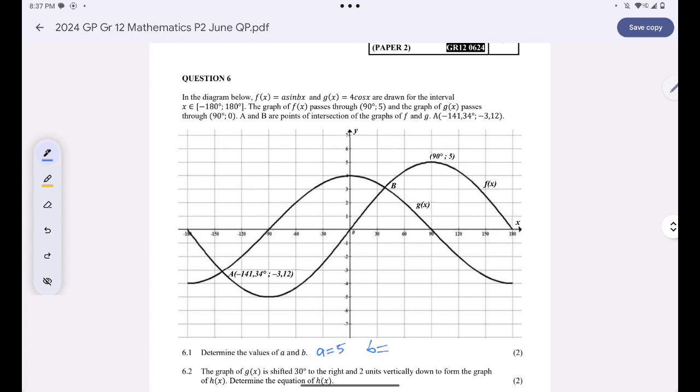Then now they want me to find the value of b. The maximum value happens at 90 degrees, the minimum at negative 90 degrees. And I can see that my half of a cycle still happens at 180. So it simply means b is 1. They haven't done anything to tamper with the abscissas or the x values.